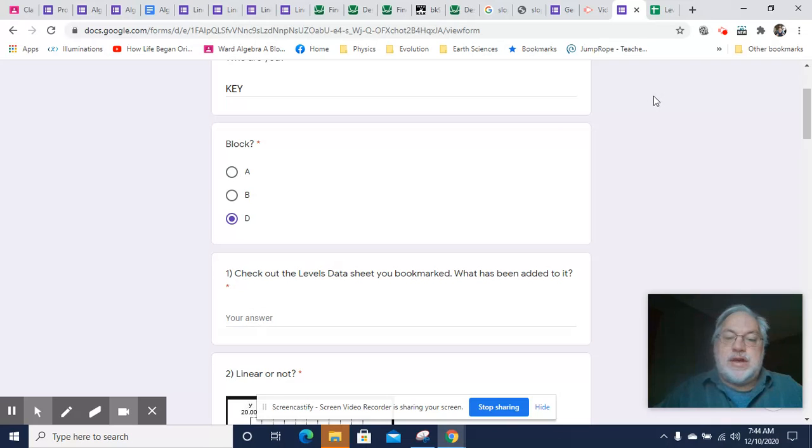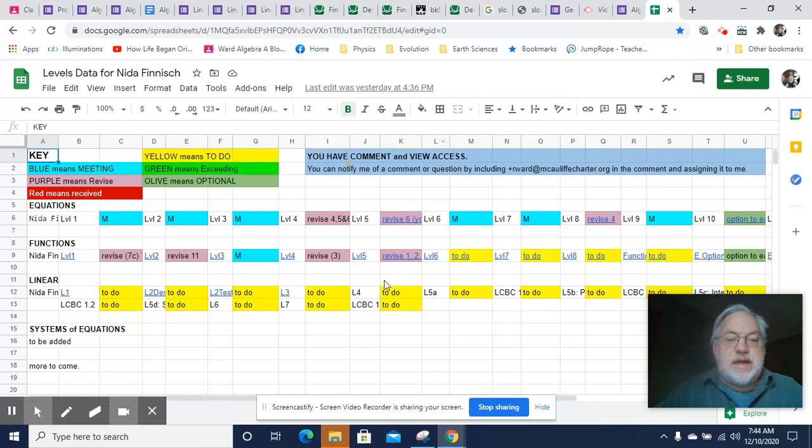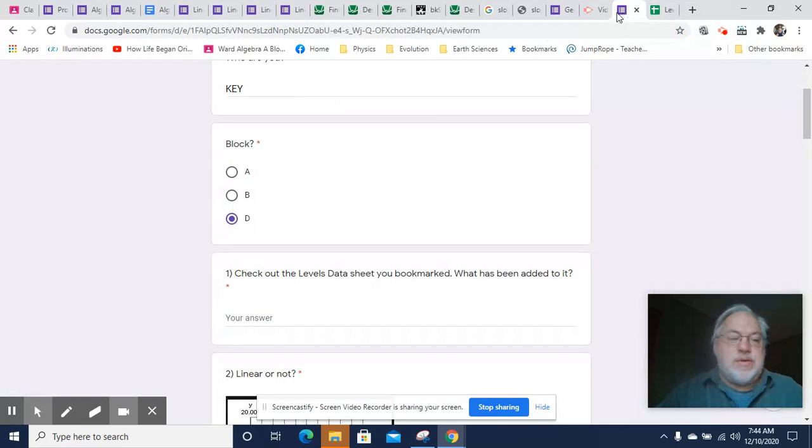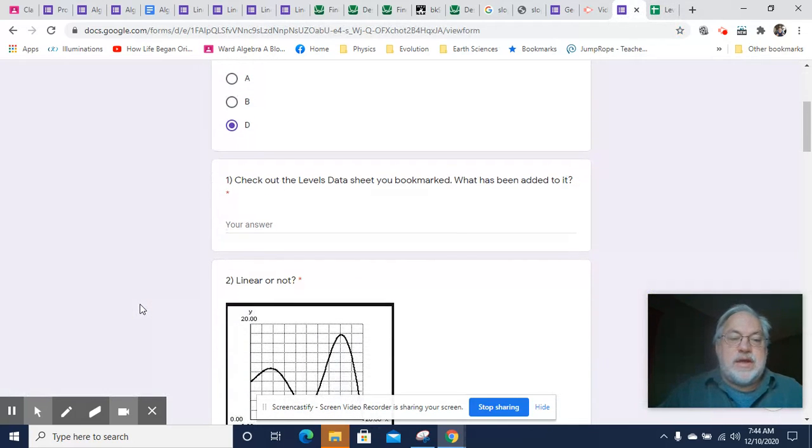You should go ahead and check the levels data sheet that I gave you. Oh, look, I added stuff. There it is. Yay! So there's the linear stuff. And if you've done some of it and I've graded it, it's updated. Okay, so check that out. New linear levels stuff is there.